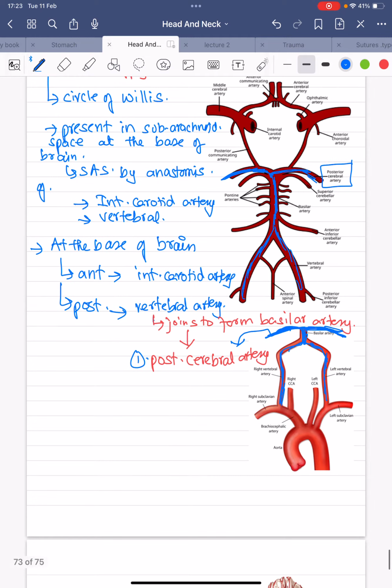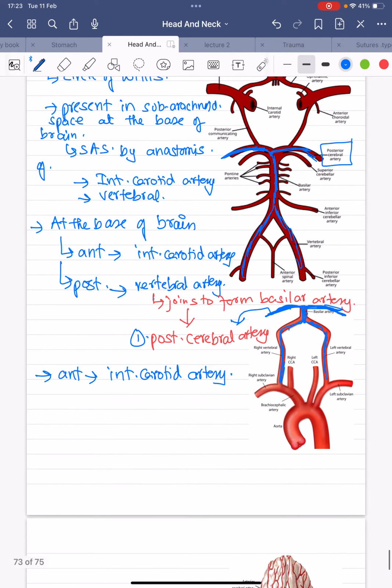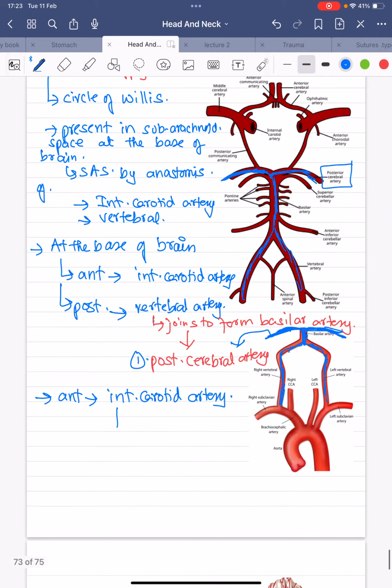Second, anteriorly we have the internal carotid artery. Please remember, the internal carotid artery contributes to the circle of Willis by two arteries, that is the anterior cerebral artery, and it also gives one more branch, the middle cerebral artery. So three arteries give blood supply to the brain: the anterior cerebral artery, the middle cerebral artery, and the posterior cerebral artery.